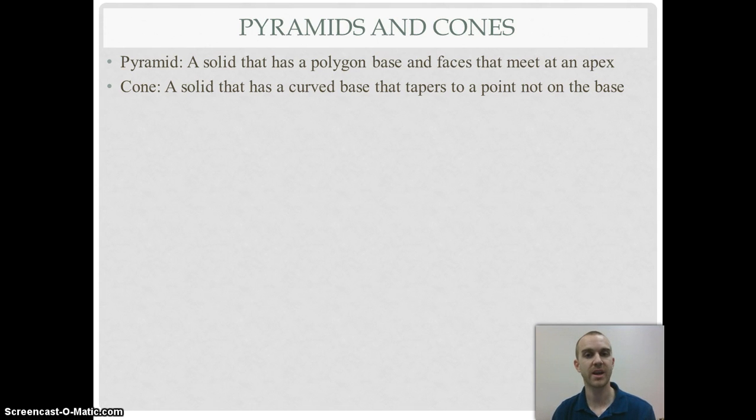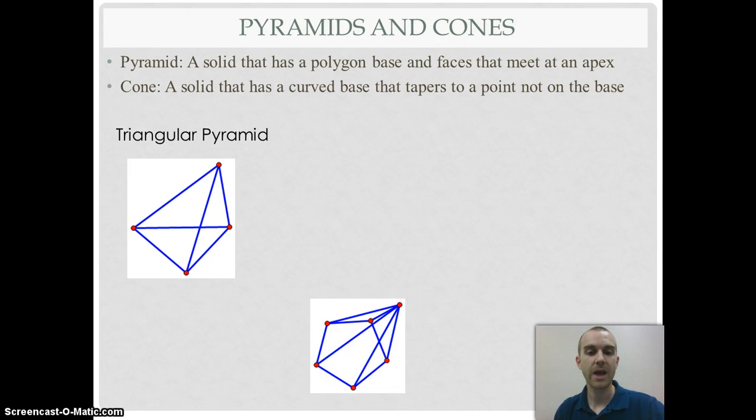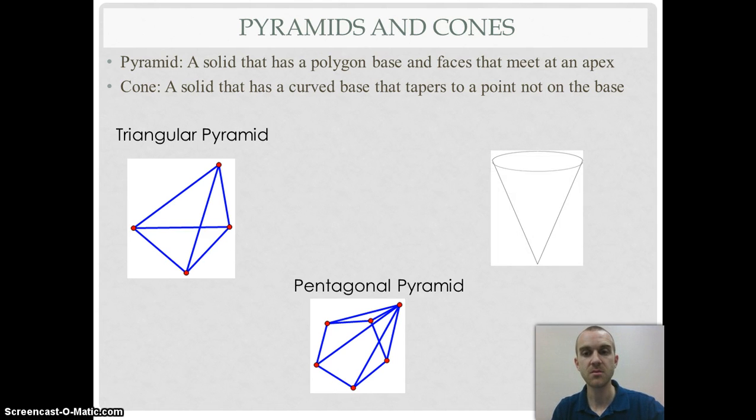And a cone is similar in that it has a curved shape that then tapers up to a specific point, not on the base. So here I have a triangular pyramid because my base is a triangle, and technically I could choose any of those four sides to make my base. Here I have a pentagonal pyramid because my base, you can see there, is a pentagon reaching up to that fifth side, that apex. And finally, I have a cone. I've got my curved surface tapering to that final point away from it.